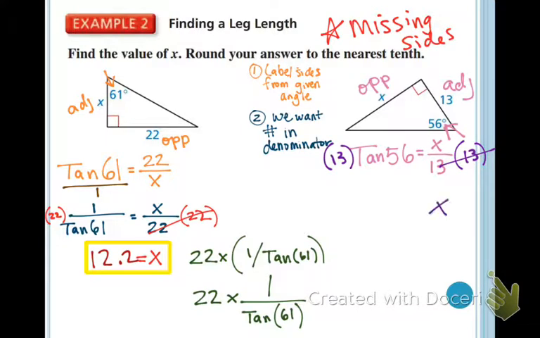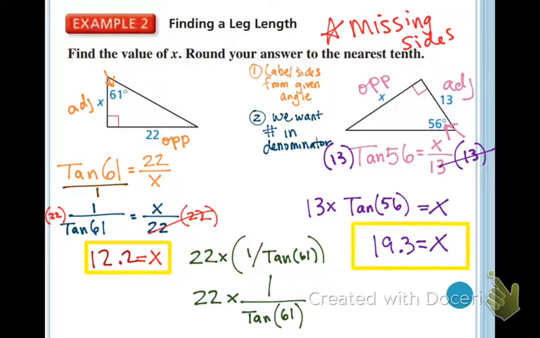Okay, so if you have a Casio, you're just going to type it in as you see it. You could say 13 times tangent of 56. 13 needs to be in the front so you don't make an error. You could also type it in with parentheses here. Same thing. So either way, you're going to get a decimal rounded to the tenth, and we get 19.3.